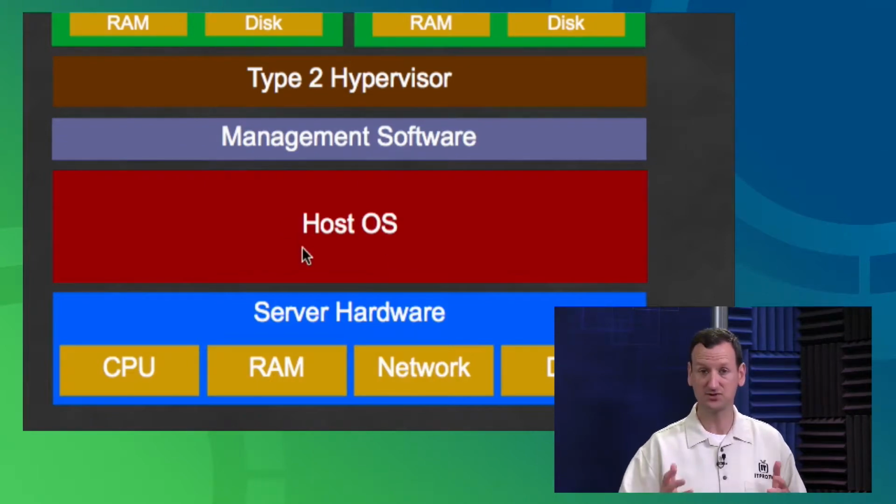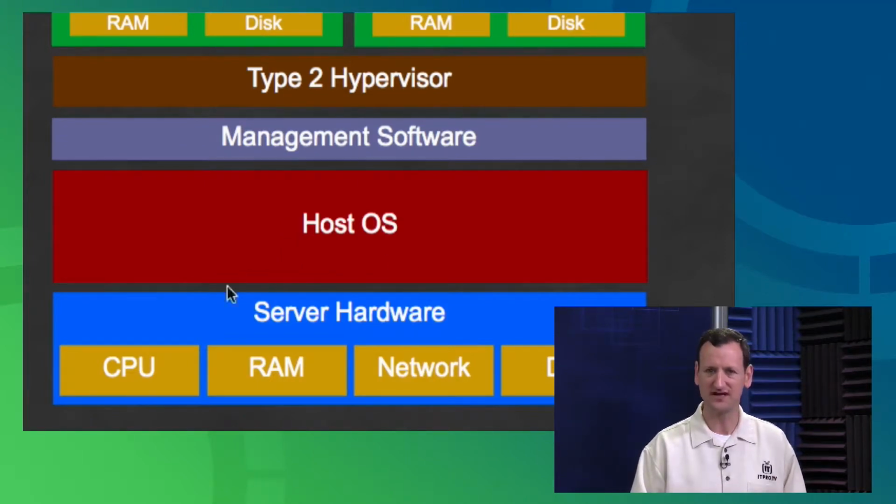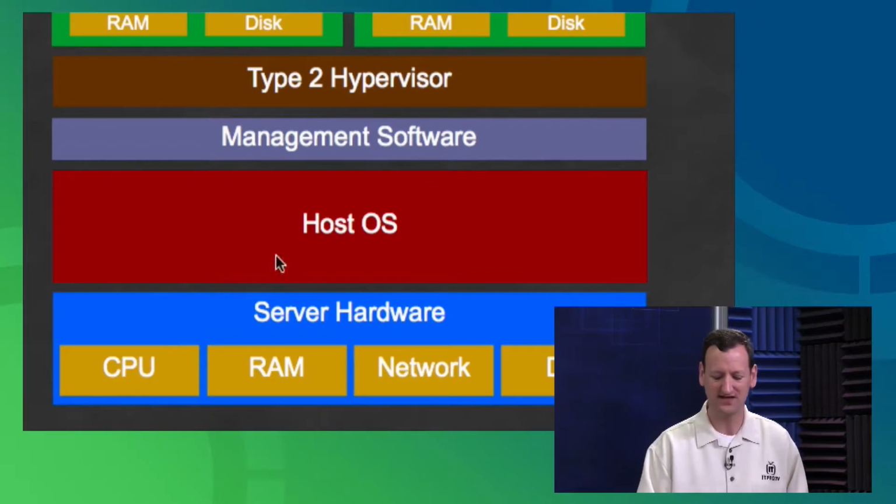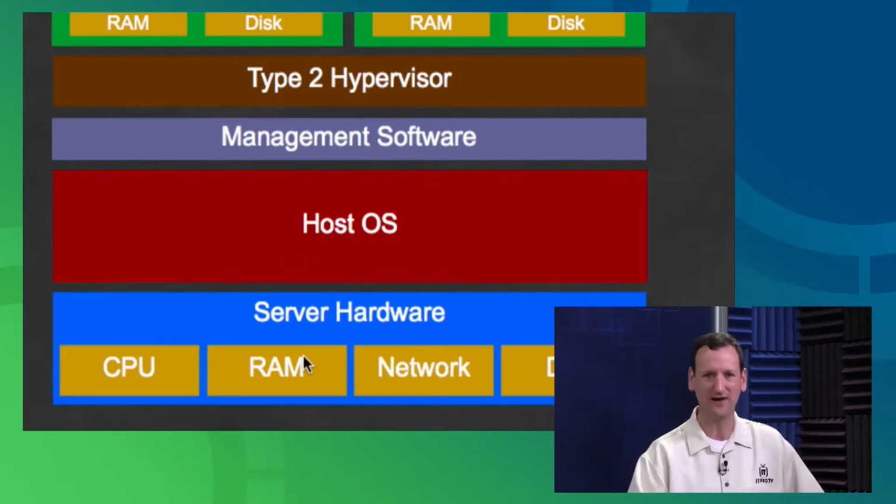So let's just assume it's Windows. And so if Windows wants to access the CPU, it does. If it wants to access the RAM, it does. It just reaches out and grabs it. It's got exclusive access to this hardware.